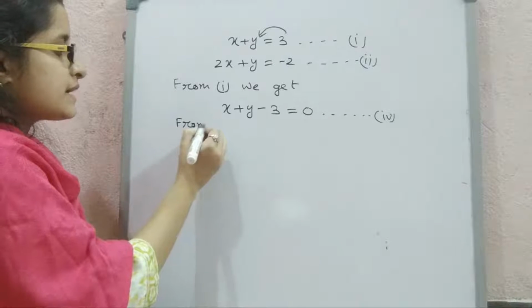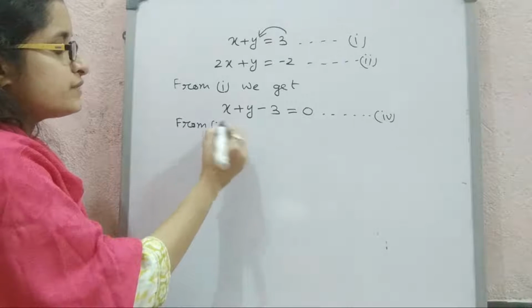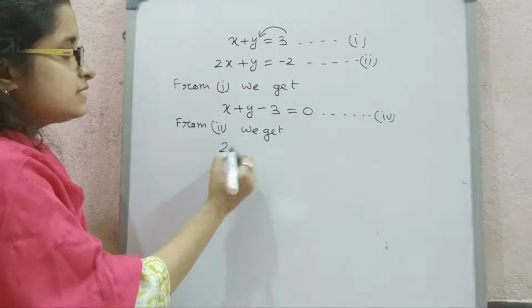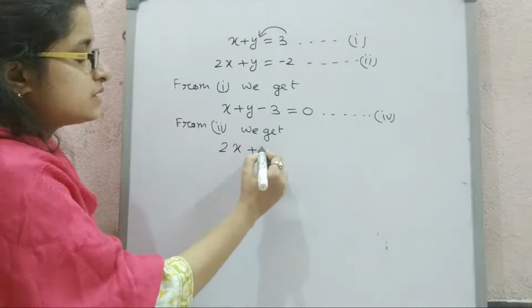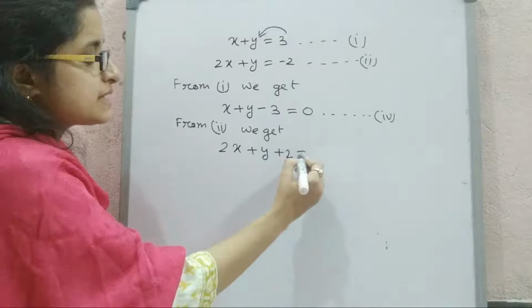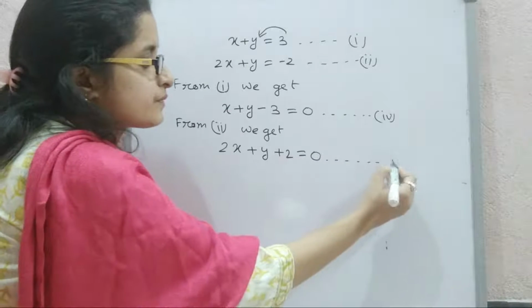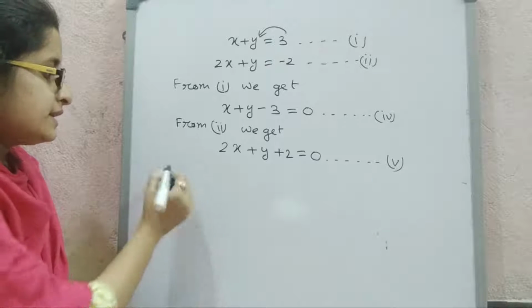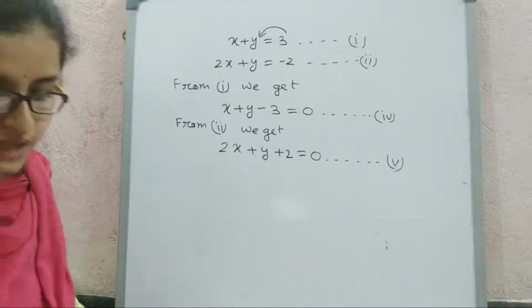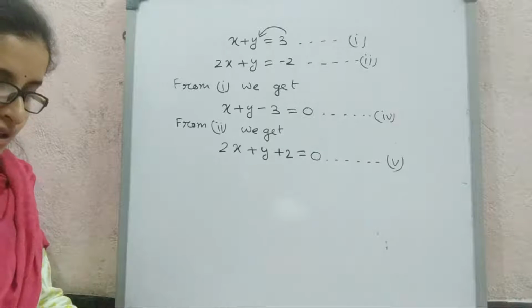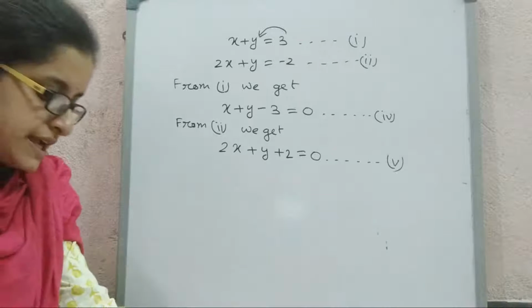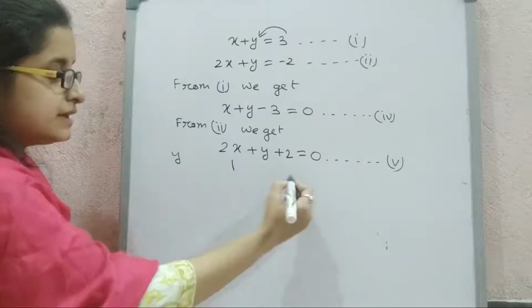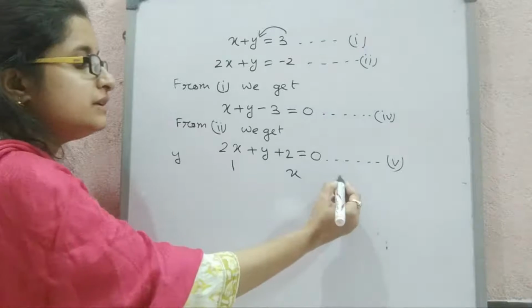Next, from equation 2 we can do the same thing: 2x plus y plus 2 is equal to 0. Again, we have to write this: first x, then y, then 1, then x, then again y.